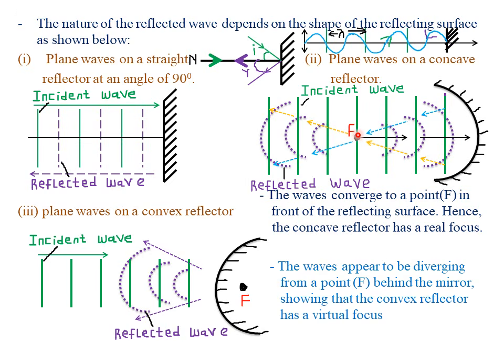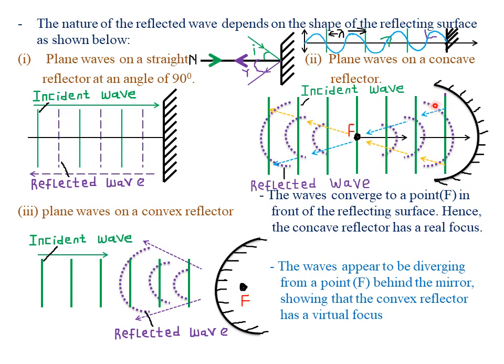So maybe in an exam situation, you'll just be given the incident waves, then you'll be asked to draw the diagram to complete and show how the reflected waves will form. So if they are plane waves, just remember that the reflected waves will take the shape of the reflecting surface. So if the reflecting surface is concave in shape, then the reflected waves will also be concave in shape.